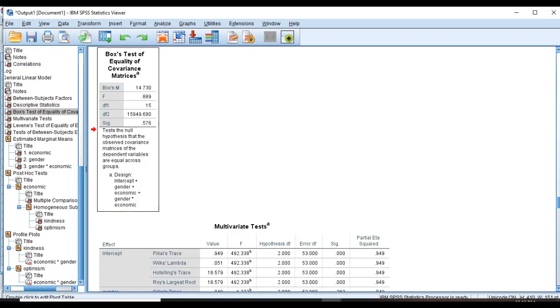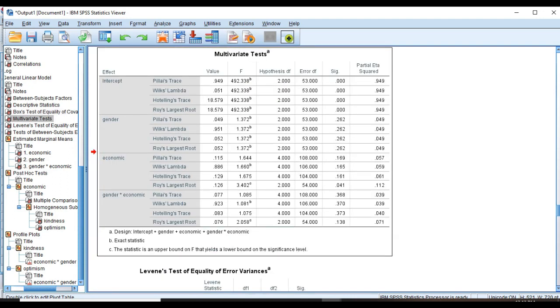So now moving down to the box of tests of equality of covariance matrices, and we can see the p-value here is 0.576 and alpha here is 0.01, not 0.05. But either way, none is a significant result. In this case, since we don't have a statistically significant result, we fail to reject the null and assume the covariance matrices of dependent variables are equal across groups.